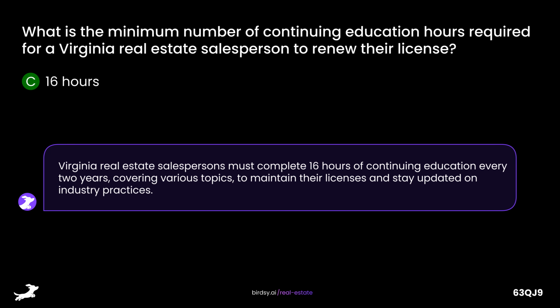Virginia real estate salespersons must complete 16 hours of continuing education every 2 years, covering various topics to maintain their licenses and stay updated on industry practices.